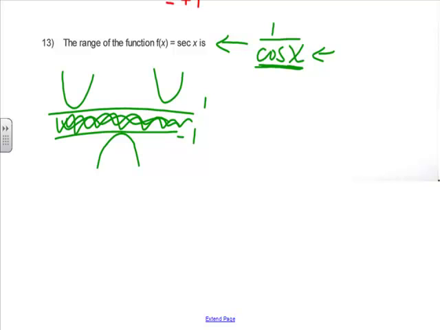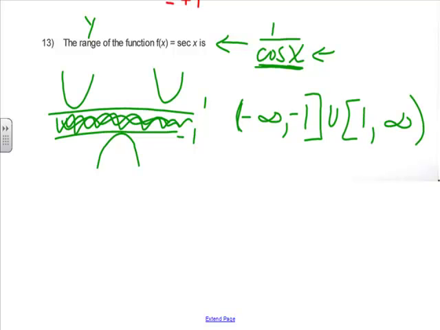So to describe the range, then, remember range has to do with y, for secant goes from -infinity, I'm putting a parenthesis, up to -1. I'm closing that because -1 is in it. Union from 1 to infinity. Another way to write it, if you prefer, y is less than or equal to -1, or y is greater than or equal to 1, which is fine too. It means the same thing. Okie doke. A few more problems.